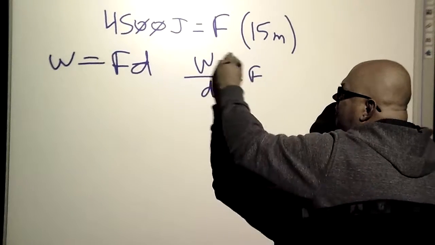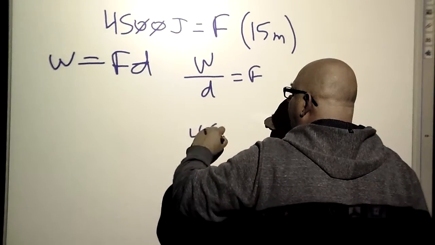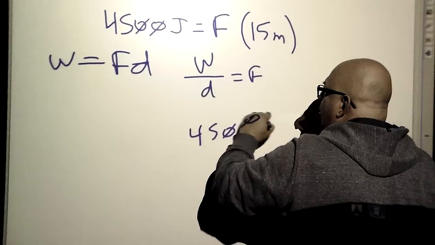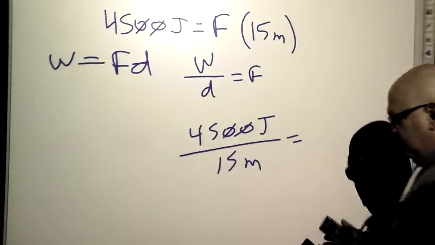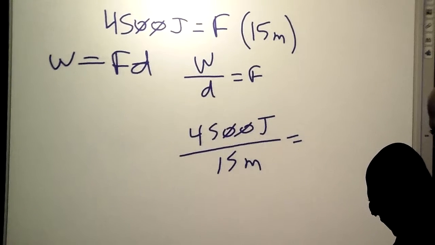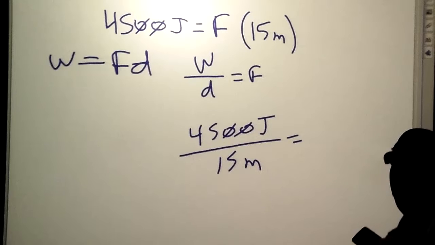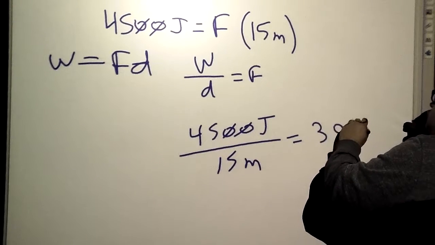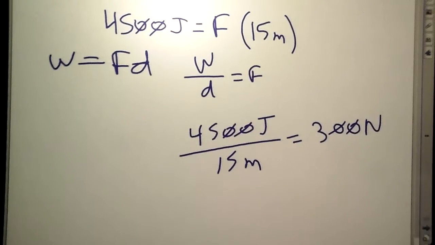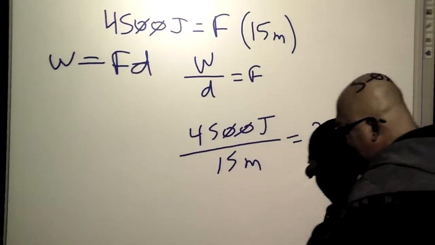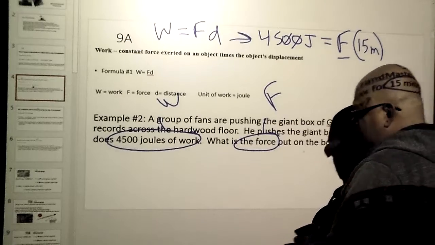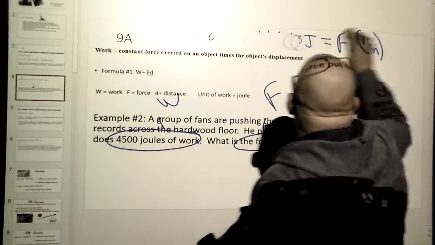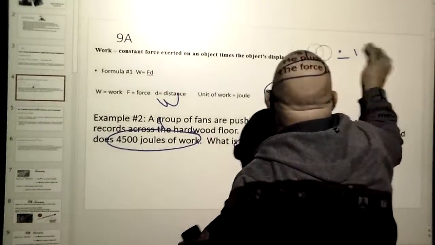So now I'm going to put my numbers here. I'm going to put in 4,500 joules of work divided by my distance of 15 meters. Okay, so with 4,500 divided by 15, I get 300 newtons of force. That's it. That's what we have here, 300 newtons of force. And that's it for this one here, okay?